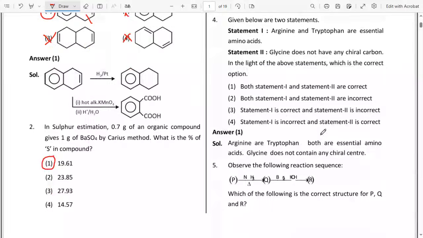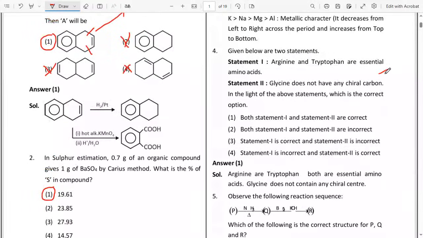Yes, as all of you know, glycine is not going to have a chiral center. This is glycine, so this is an amino acid where it is not going to have a chiral center. This is the simplest amino acid, alpha amino acid. So this is glycine. So is there any chiral center? Here there are two hydrogens, so there is no chiral center. And as we know, arginine and tryptophan are essential amino acids. Yes, so both statements are correct. Option 1 is the correct option, students.